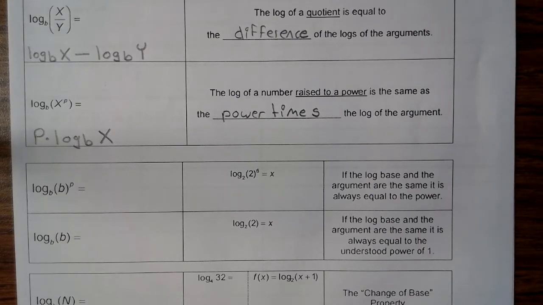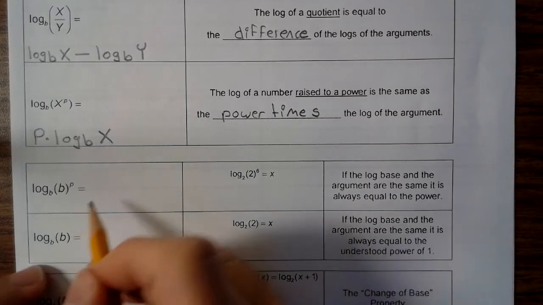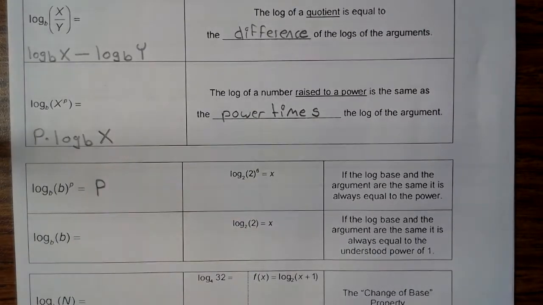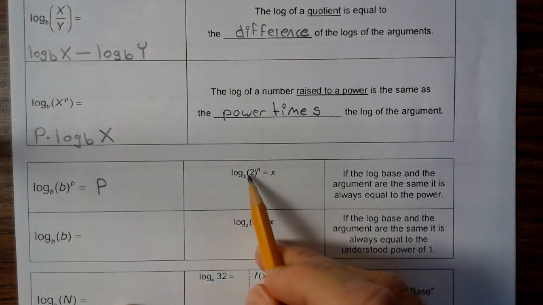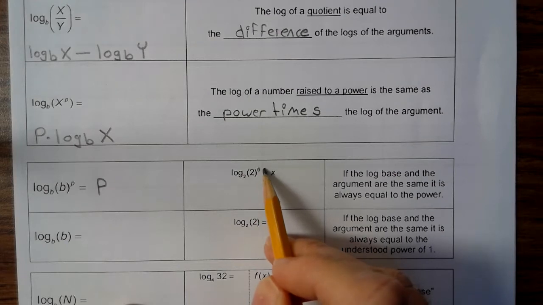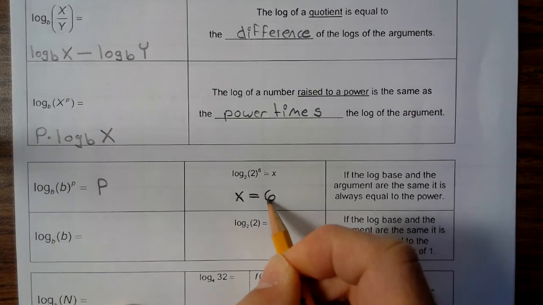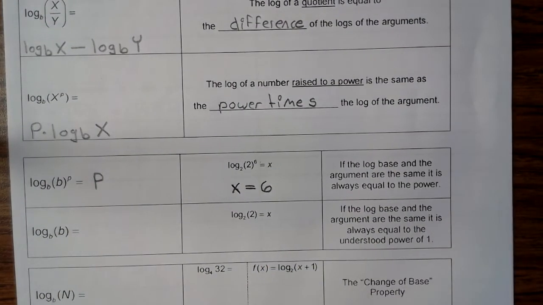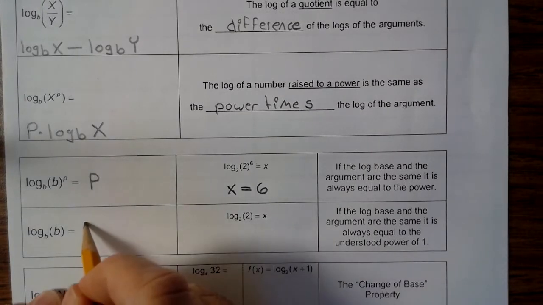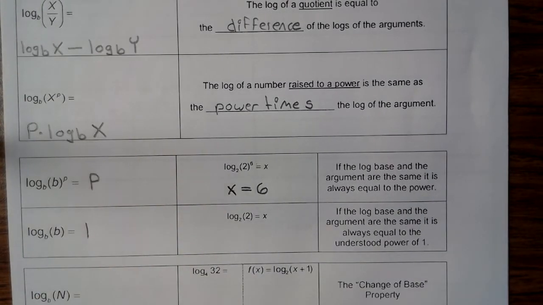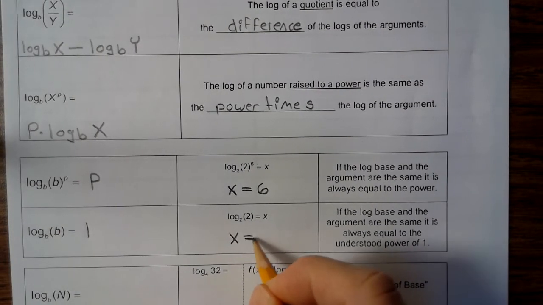Log base b of b raised to the p power is equal to p. If the log base and the argument are the same, it is always equal to the power. So in this case, log base 2 of 2 to the 6th power is equal to x, so we can say that x equals 6. So log base b of b equals 1. So log base 2 of 2 equals x, we can say that x equals 1.